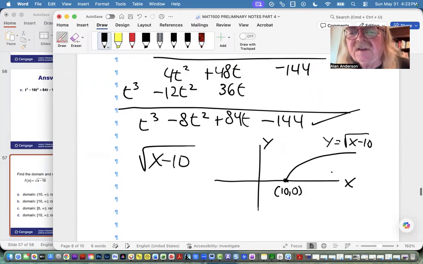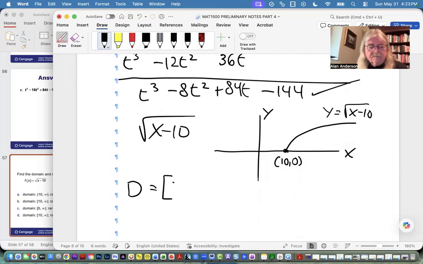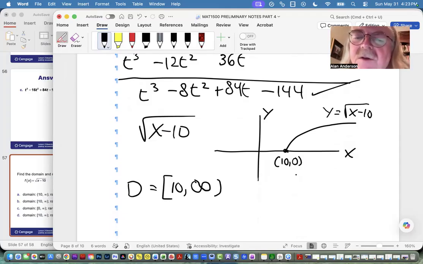All right. So that's what it looks like. Now you can see very clearly that x cannot be anything less than 10. It can be 10, but it can't fall below 10 because otherwise we end up with the square root of a negative number. So the domain is everything from 10 up to infinity, including the 10. So therefore, we use the square brackets.